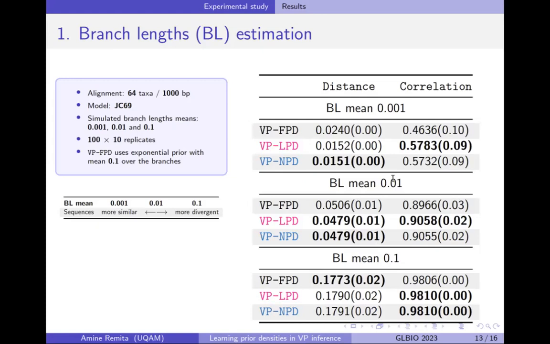We can notice that when the true prior means are different from 0.1, so 0.001 and 0.01, the LPD and the NPD models estimate the branch lengths better. The distances of the estimations to the true values are smaller than the FPD results, and their correlations are better. In the case where the true mean is 0.1, the third case, the estimations of the FPD models are closer to the true values, but the LPD and the NPD models estimated better correlated values.